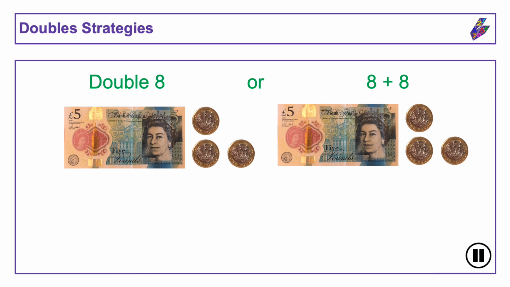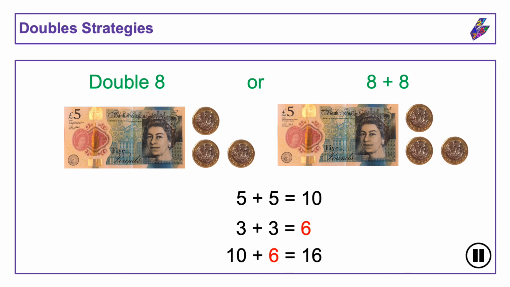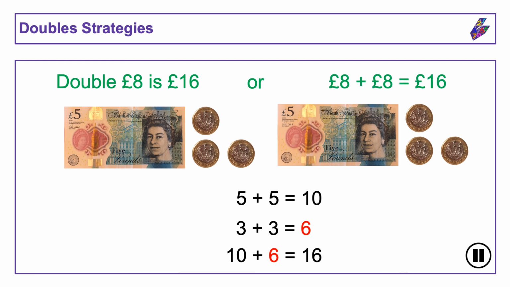We're now looking at double £8, with each £8 being made up from one £5 note and 3 £1 coins. I might think about solving this like this. £5 plus £5 equals £10. £3 plus £3 equals £6. So £10 plus £6 equals £16. Therefore, double £8 is £16, or £8 plus £8 equals £16.